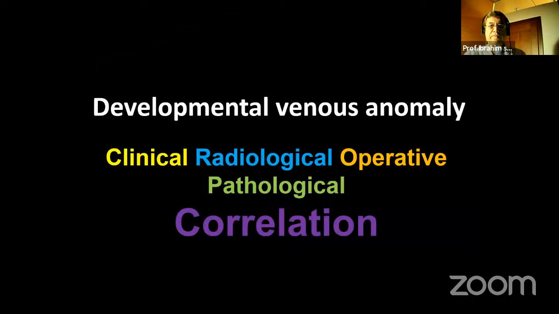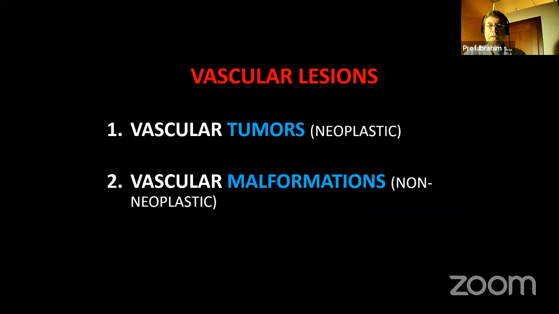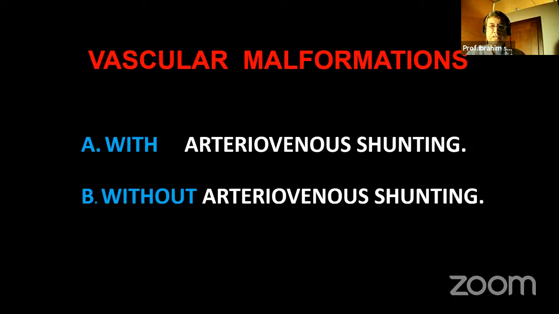Today, we're talking about developmental venous anomaly. We'll take it from the clinical, radiological, operative, and pathological correlation point of view. We look at the vascular lesions of the CNS. Lesions are either tumors or malformations. Tumors like hemangiopericytoma, hemangioblastoma, etc., or vascular malformations.